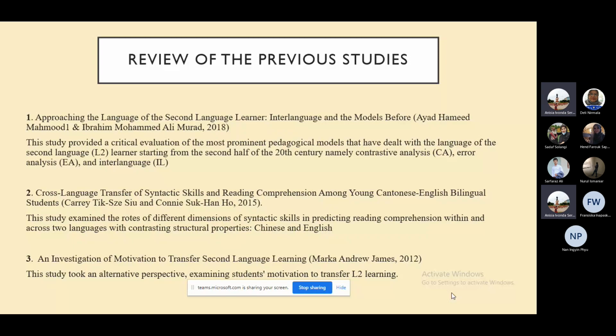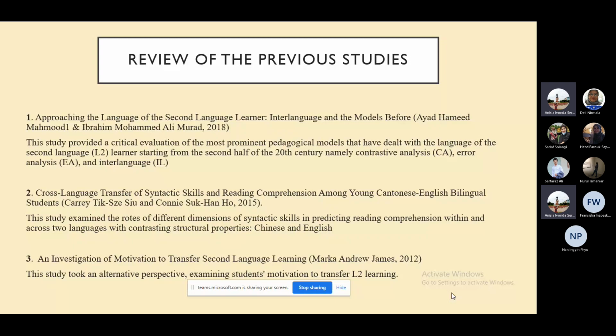Also, in the second study, cross-language transfer of syntactic skills and reading comprehension among young Cantonese and English bilingual students. The study examined the roles of different dimensions of syntactic skill in predicting reading comprehension across two languages with contrasting structural properties, Chinese and English. This study also investigates the cross-language transfer in two languages, Chinese and English, but the focus is on syntactic skill and reading comprehension, while mine is in Indonesian and English, and the focus is on verbal communication.